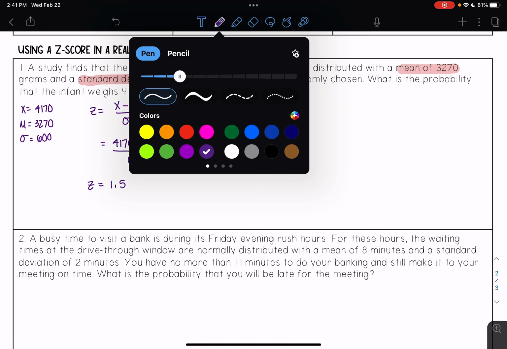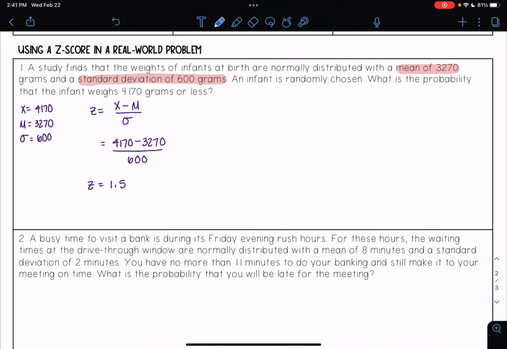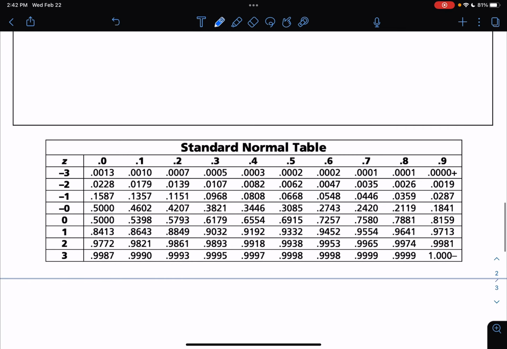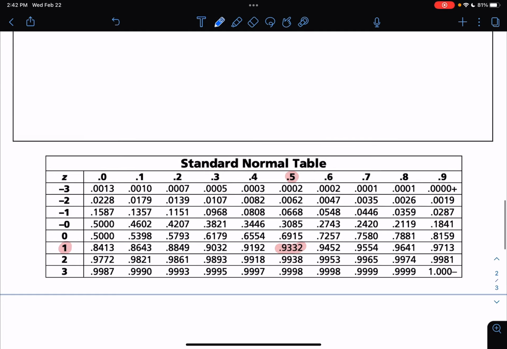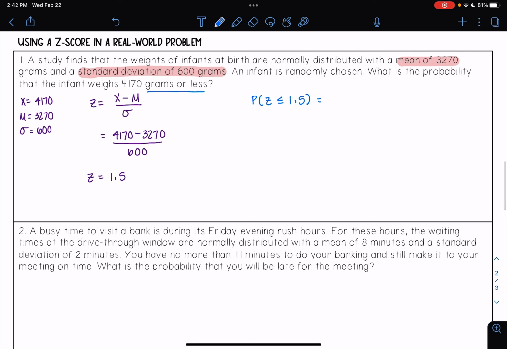Okay, now I can go ahead and use that z-score to find my probability. So here, it's important to see what inequality I have. It says that I want to find the probability the infant weighs this amount or less. So that means I want to find the probability that z is less than or equal to 1.5. And so going down to my standard normal table, I have 1.5. So I'm starting at 1, and I want to go to 0.5, and that cross is at 0.9332. And so that means that this probability is equal to 0.9332.